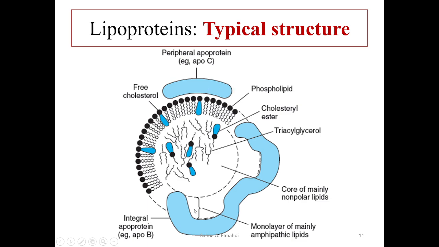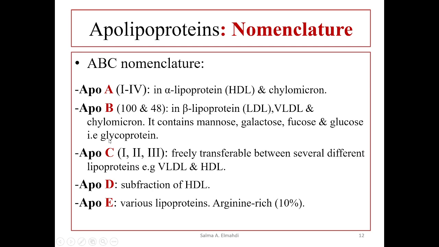The blue parts here represent the two forms of proteins in a lipoprotein. Either an integral part of the structure, which is fixed and not transferable, such as apoprotein B, or the peripheral types of apoproteins, such as ApoC, which are present on the surface and can be transferred between two different lipoproteins. And the nomenclature of apolipoproteins follows an ABC pattern. ApoA, we have four types of ApoA.